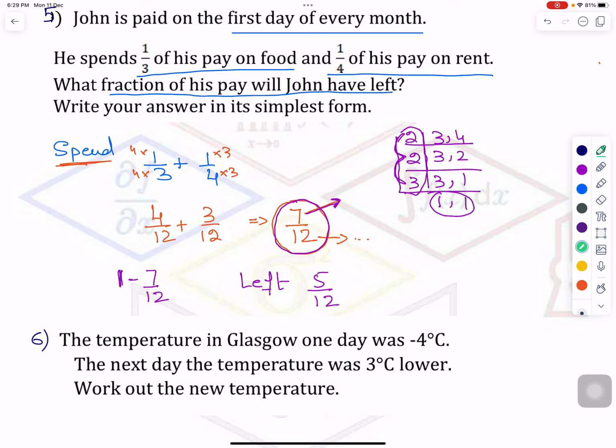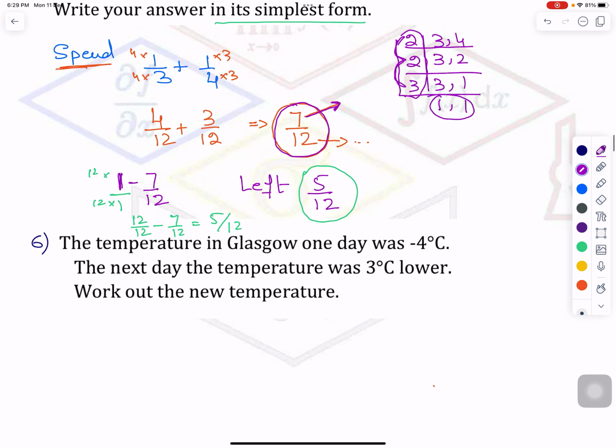But if you are actually doing 1 minus, it will take your time, but it is not wrong. Then in this case, you need to multiply this by 12 to make the denominator the same. It will be 12 upon 12 minus 7 upon 12. 12 minus 7 is 5, and this is how you will get it. Now when the question says write in its simplest form, you have to see if you can further simplify it. Here you cannot. Agreed? Because 5 is a prime number and you cannot simplify it further. So you will leave it as it is.